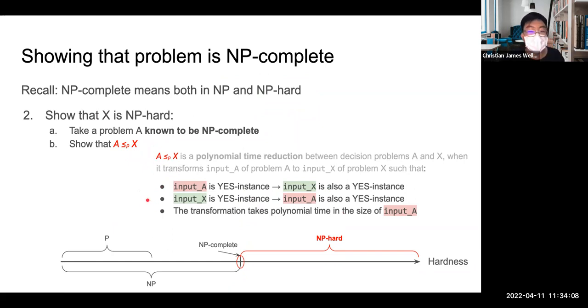So this is how to show that a problem is NP-hard, and you prove these statements to show that your reduction is correct. Meaning if you start off with a yes instance, it stays as a yes instance, and vice versa. And show that it takes polynomial time.